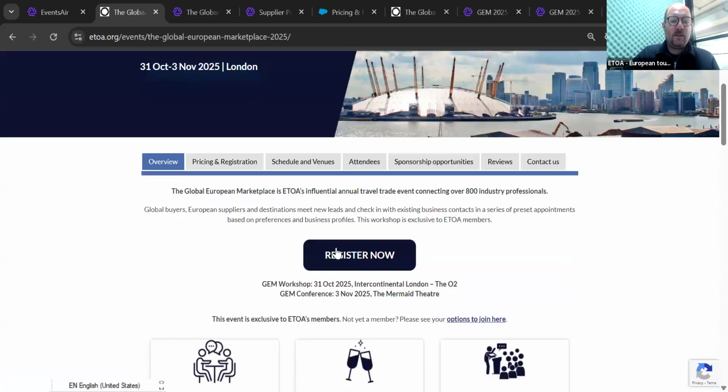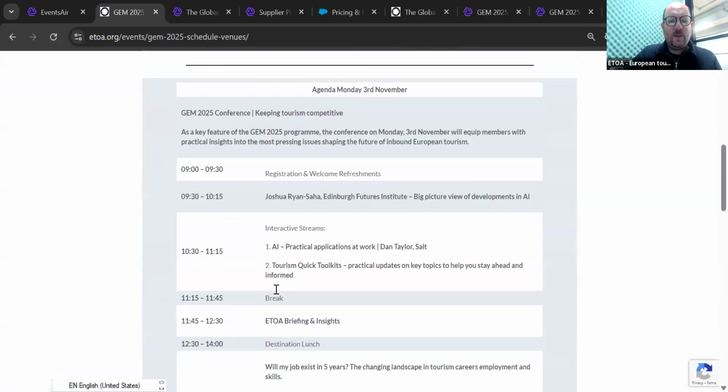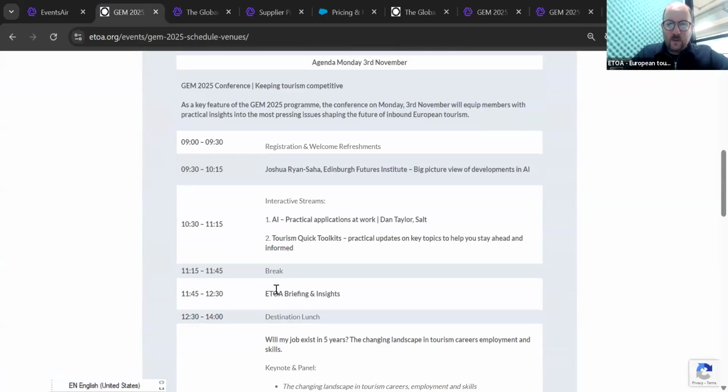Just going back to that agenda element, we'll be talking about whether the tourism industry will be keeping competitive. So we'll be talking about the main hot topic at the moment, AI. We'll have a keynote speaker from the Edinburgh Futures Institute, the big picture of AI, and then we'll have interactive streams, one on what that actually means for individuals, the practical applications of AI in a tourism job. That's from Dan Taylor and Salt. And then moving away from the technological elements of things and obviously ahead of World Travel Market, a refresher on sales techniques as the second interactive stream.